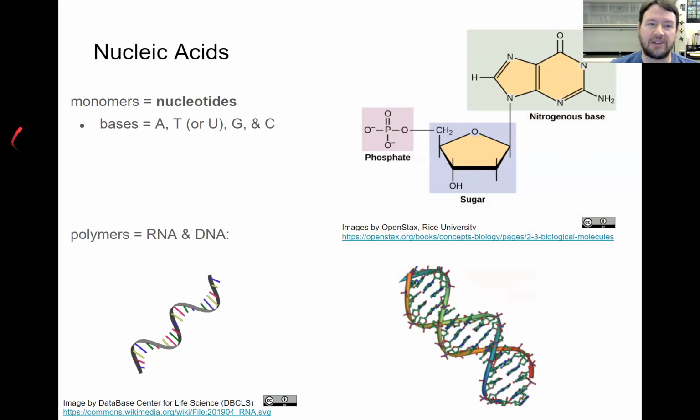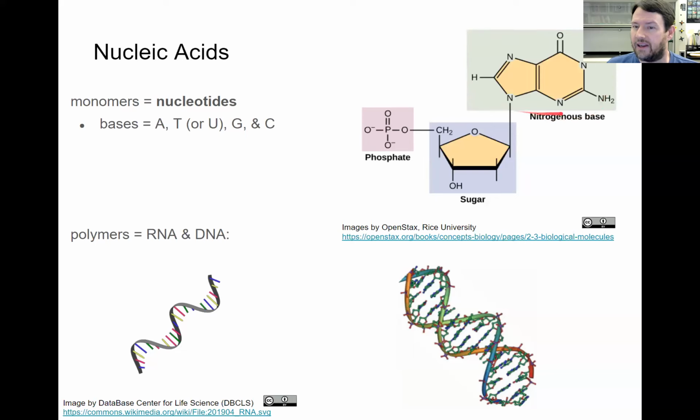So again, the monomers are called nucleotides. And each nucleotide is made up of 3 smaller parts. There's a phosphate group, which kind of helps link these nucleotides together. There's a sugar, and the type of sugar changes depending on if we're talking about RNA or DNA. There's just an extra oxygen in the RNA. And then there is a nitrogenous base.